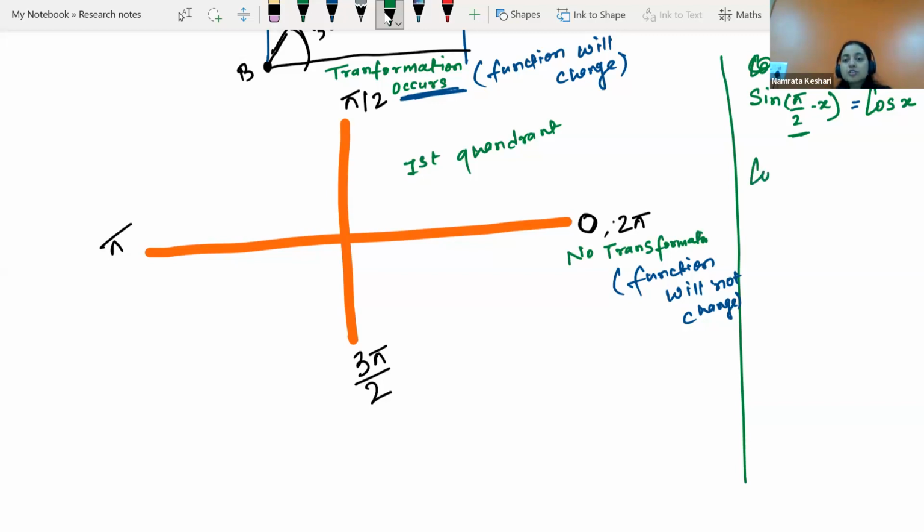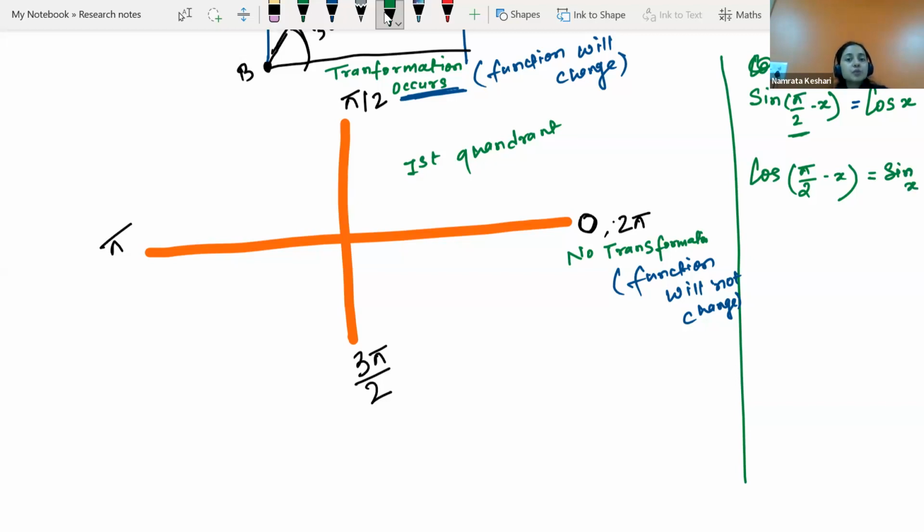Similarly, cos of pi by 2 minus x. Pi by 2 plus theta, pi by 2 minus theta. If you can see, pi by 2 is there, which means transformation occurs and the function will get changed. So cos will change to sine. We'll be having sine x over here.